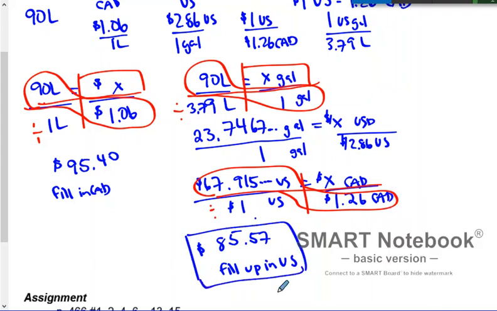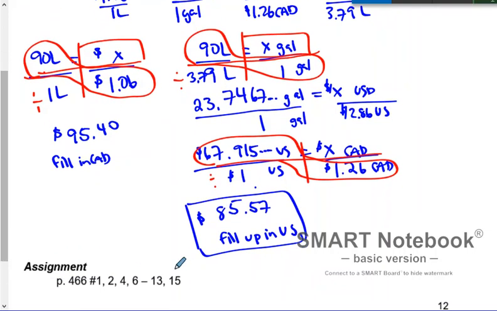Get out of your line color. Okay, so filling up in the United States is going to be cheaper than filling up in Canada. And you are going to notice that if you do have the option to, if you're going to the States, try to fill up there instead of here. Our taxes do make our fuel prices a little bit more. So it is normally cheaper to buy your gasoline in the US. So $85.57 to fill up in the US will be cheaper, right?